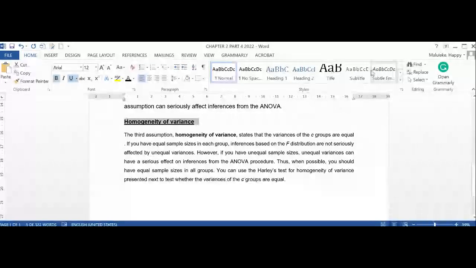The only one that we'll be focusing on today, which needs some calculations, is the third assumption, which is homogeneity of the errors. Our focus is on this one. That's where you'll apply the Hartley test.